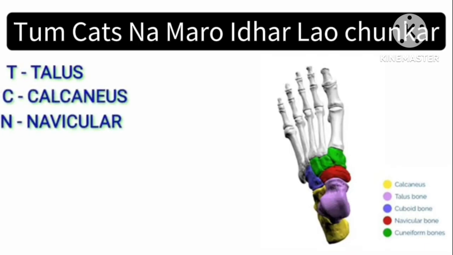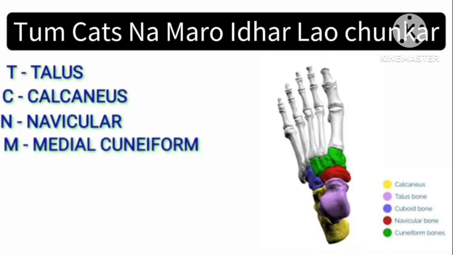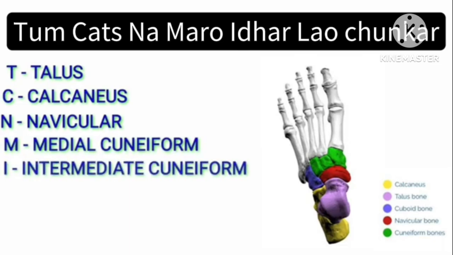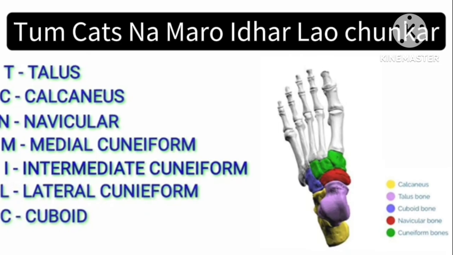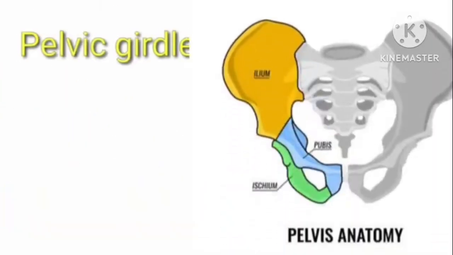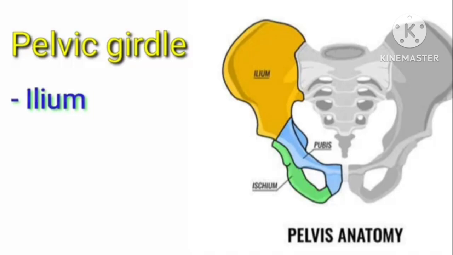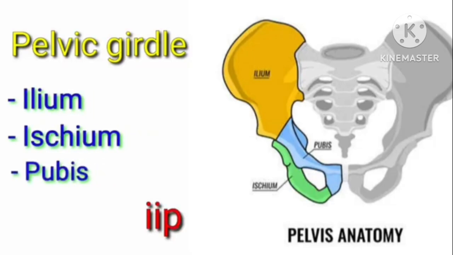T is talus, C is calcaneus, N is navicular, M is medial cuneiform, I is intermediate cuneiform, L is lateral cuneiform, C is cuboid. Now the pelvic girdle. It contains the ilium, ischium, and pubis. Double IP.